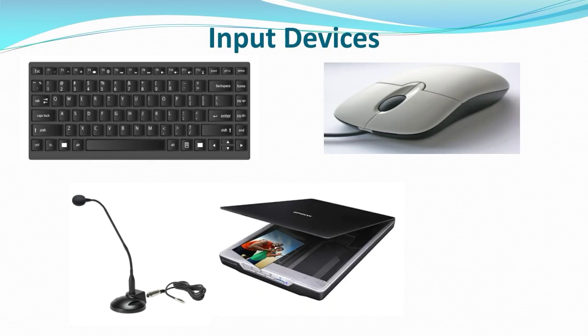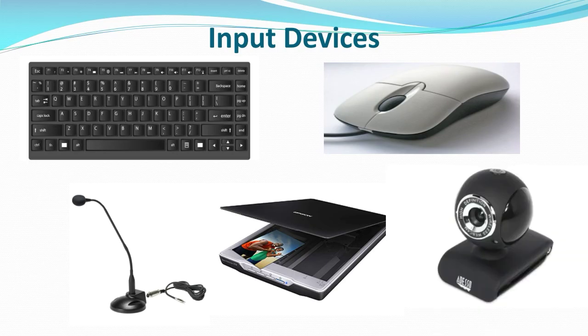Scanner. A scanner converts paper, documents and pictures to image files on a computer. Scanned files on a computer are called soft copies. A web camera is a camera connected to a computer that is used to take pictures and videos. It is used for video chatting.